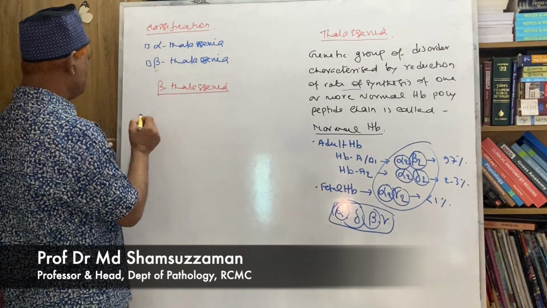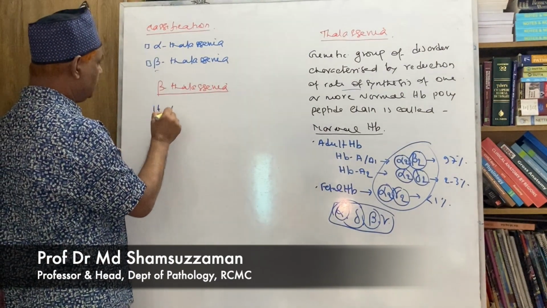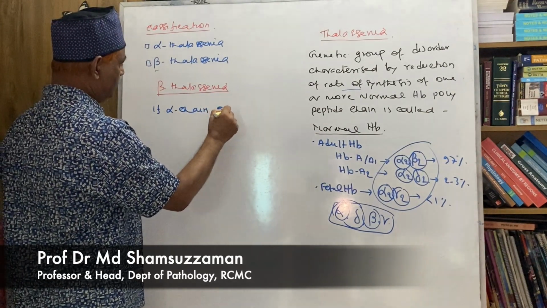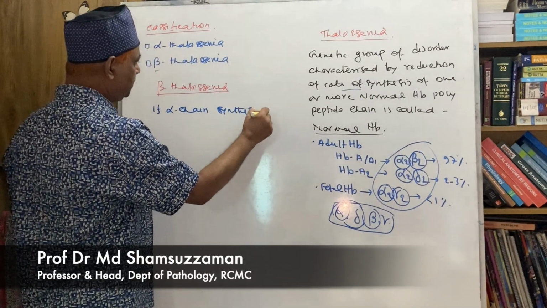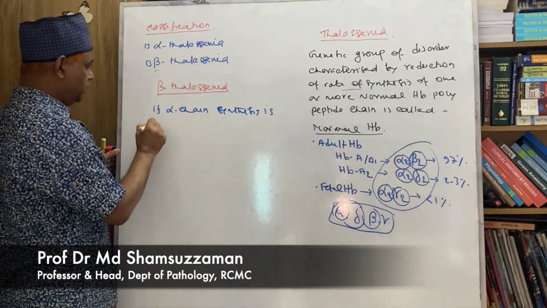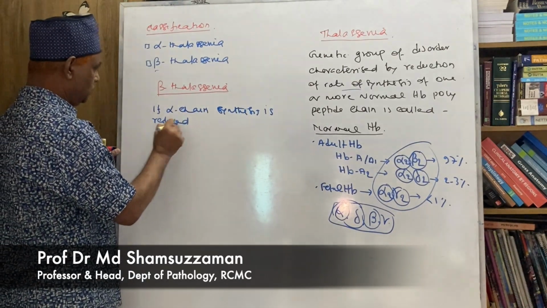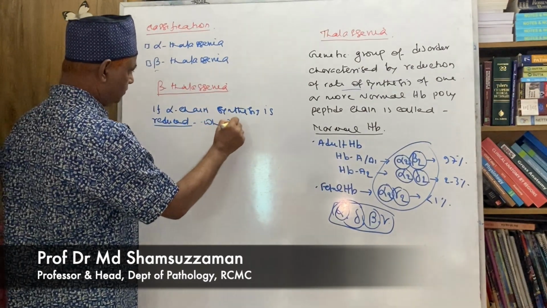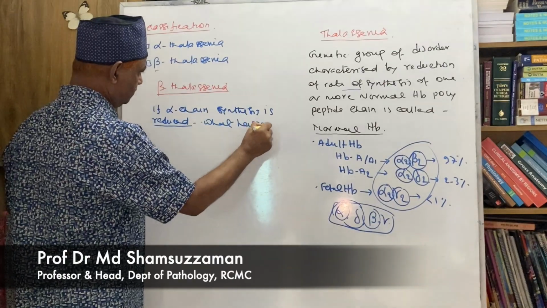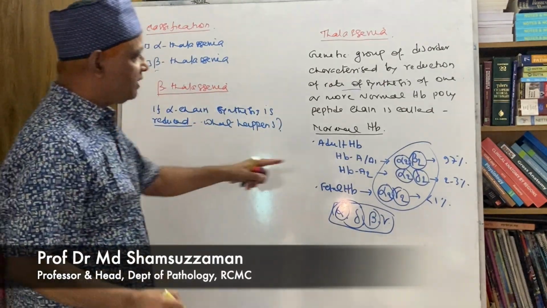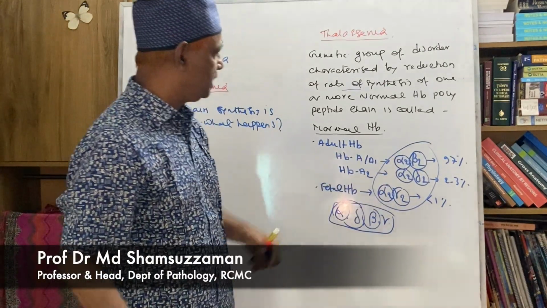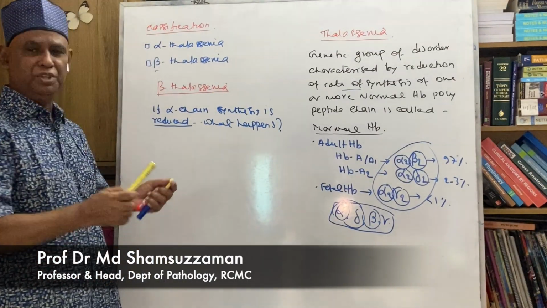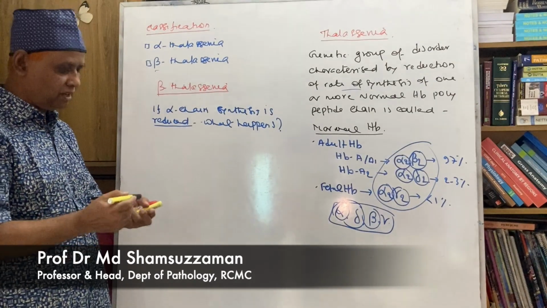Before that, we have to recapitulate one. If alpha chain synthesis is reduced, what happens? Dear audience, if alpha chain synthesis is reduced, what happens? You know, the alpha chain reduction may be sufficient reduction, may not be sufficient reduction.